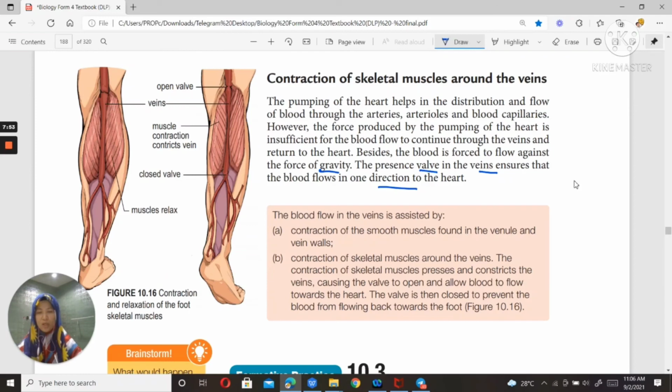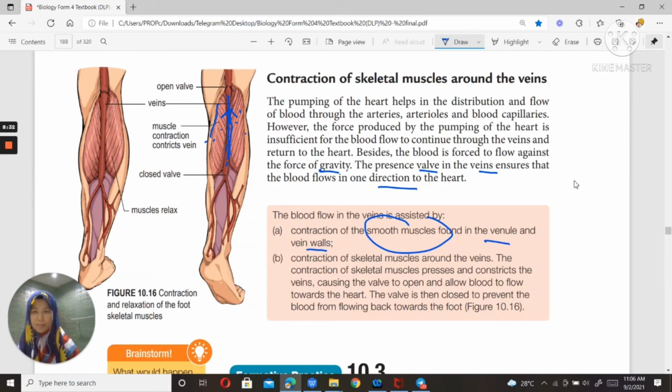Okay, so the blood flow in the vein is actually helped by contraction of the muscle, the smooth muscle found in the venule and vein walls. Look at here. These are the veins. These are the skeletal muscles. And the vein for sure consists of smooth muscle. So contraction of smooth muscle around the venule and vein wall will help the blood to return to your heart.